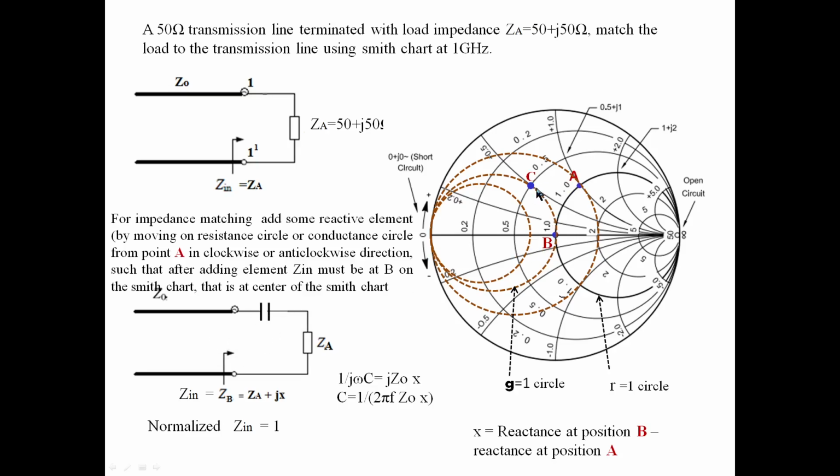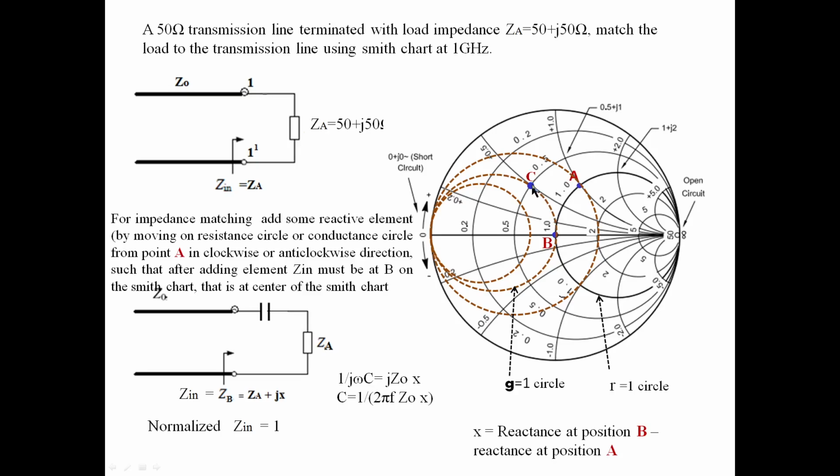Similarly, for example the load is here, on the conductance circle, the G is equal to 1 circle. Just move from here to here, the center of the Smith chart, you can easily reach the center. See, this is the center. The G is equal to 1 circle and the R is equal to 1 circle are passing through the center of the Smith chart. That's why they are very important. This is the R is equal to 1 circle. To get an impedance match, you should move on this. Similarly, this is the G is equal to 1 circle.